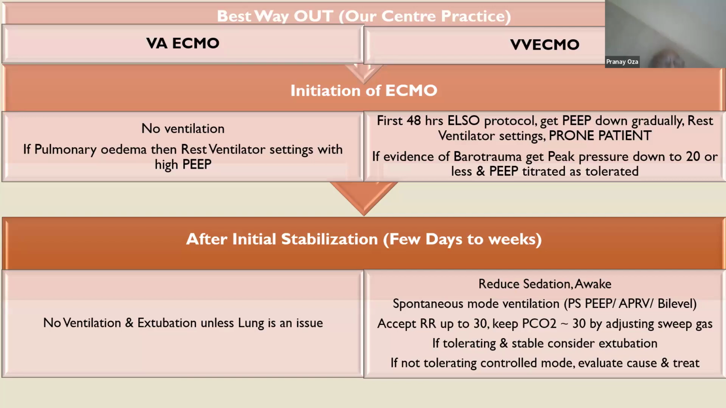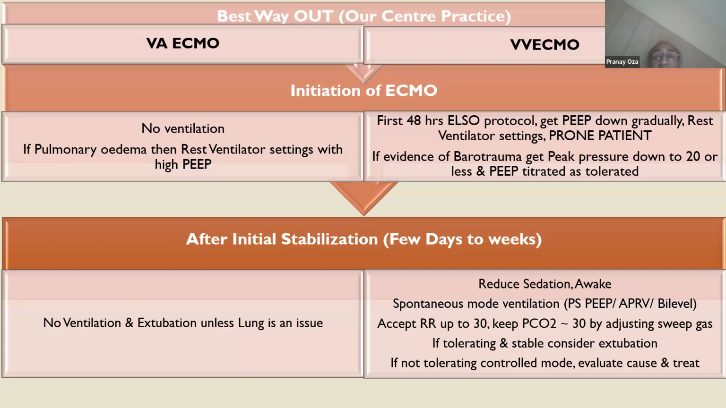If the lungs are absolutely white and there's no tidal volume getting generated, we like to prone these patients. If there is evidence of barotrauma, definitely we bring the pressures down to less than 20, and PEEP is titrated as the patient tolerates. After the initial phase of stabilization is over, we usually don't ventilate the patients in case of VA ECMO unless there's some issue with the lungs.